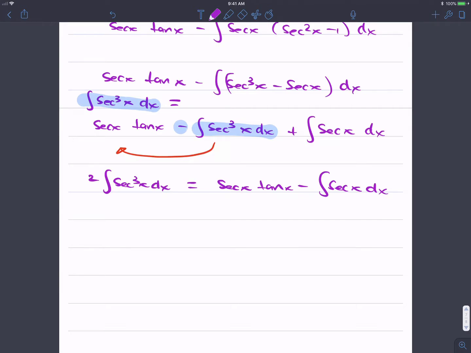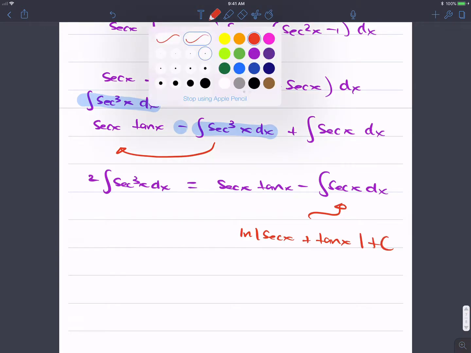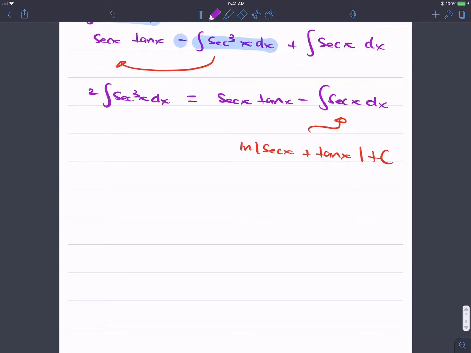So we know the integral of secant. This is the natural log absolute value of secant plus tangent. Don't forget to add your constant. And so altogether, twice the integral of secant cube x dx became secant tangent minus the natural log absolute value of secant plus tangent. How about if I just go back and do this?